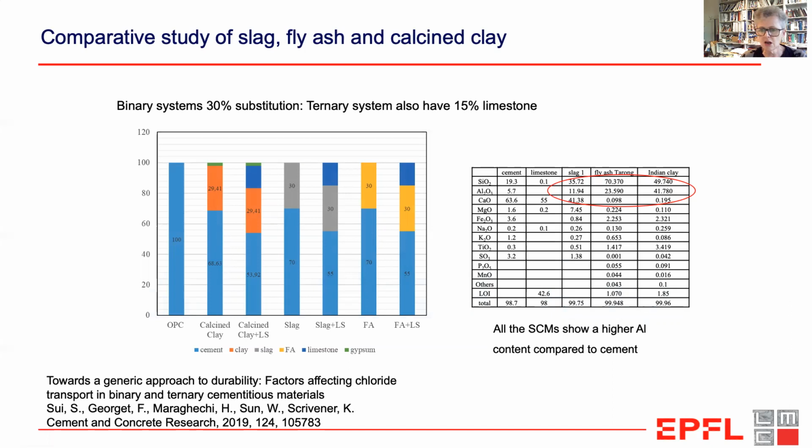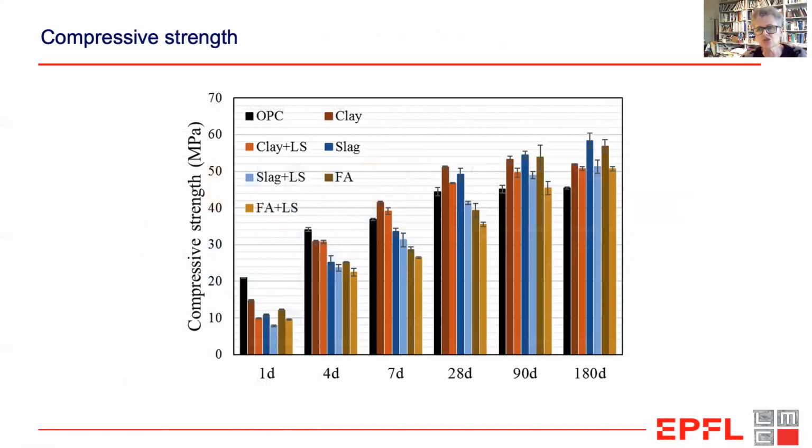Now, this has already been published last year, so you can look at the results in more detail. If we look at the strength of these systems, what we see is that at the beginning, there's quite big differences in reactivity. The calcined clays are more reactive, so they have higher strengths at early ages. But by the time we get to 90 days, these systems all have a very similar strength.